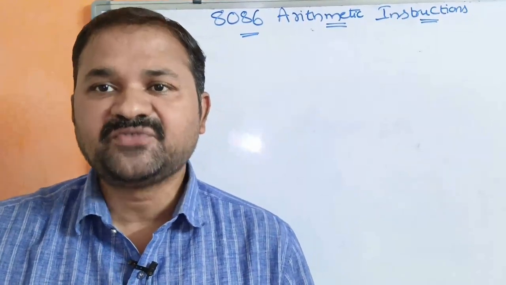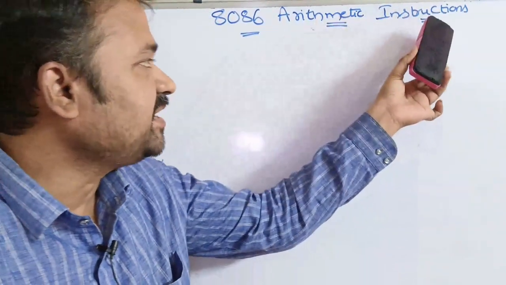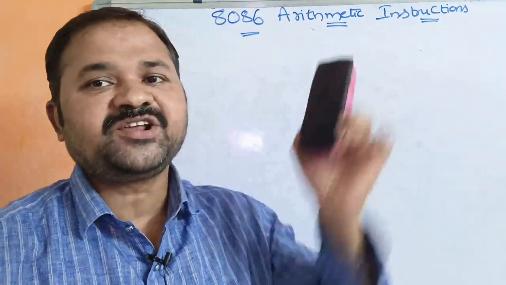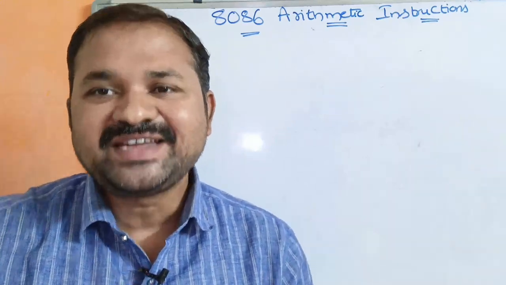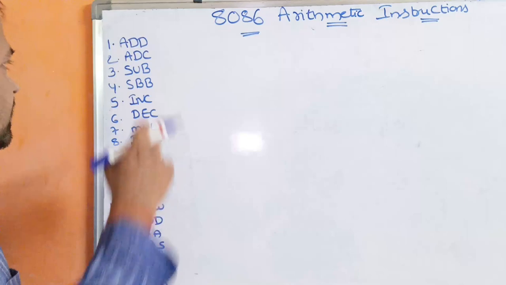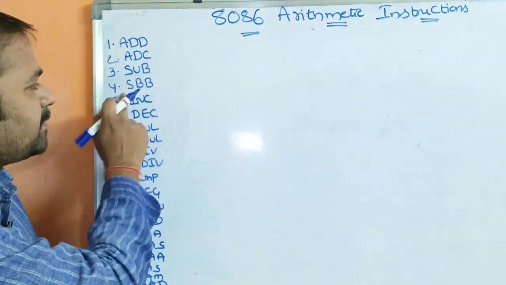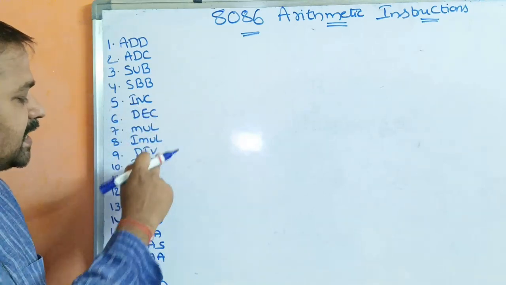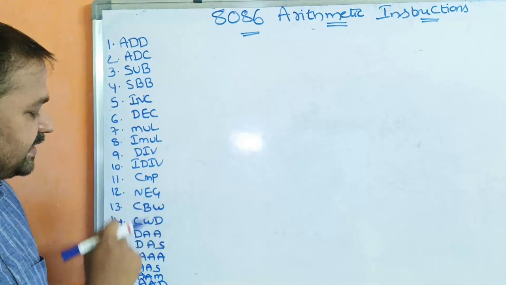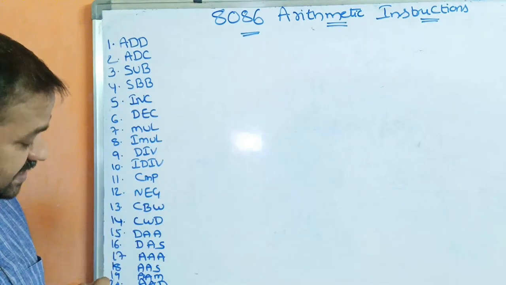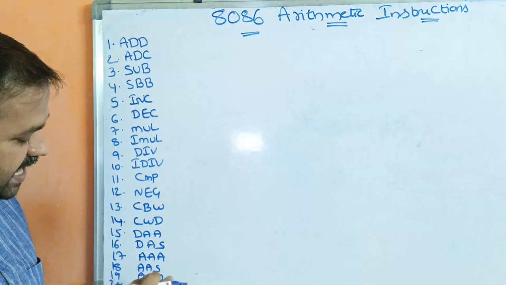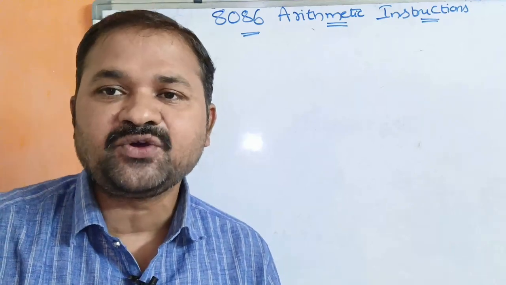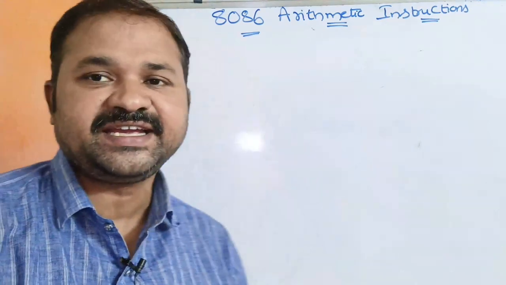In this video, we are going to discuss the arithmetic instructions of the 8086 microprocessor. The 8086 microprocessor supports 20 arithmetic instructions. They are ADD, ADC, SUB, SBB, INC, DEC, MUL, IMUL, DIV, IDIV, CMP, NEG, CBW, CWD, DAA, DAS, AAA, AAS, AAM, AAD. So totally 20 instructions are there. In this video, we are going to discuss all these 20 instructions.